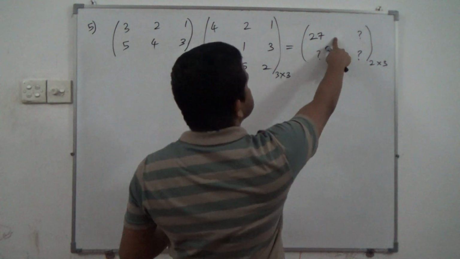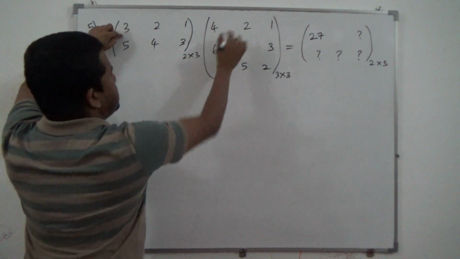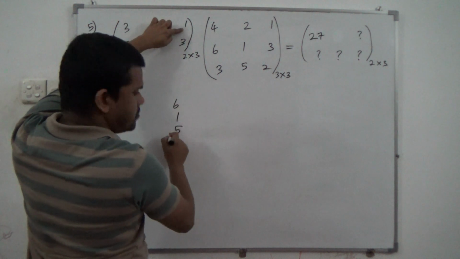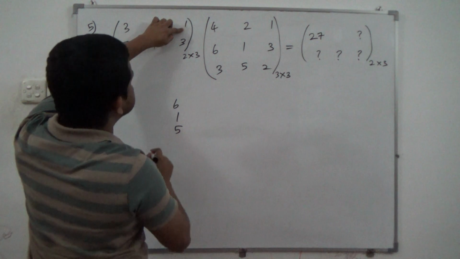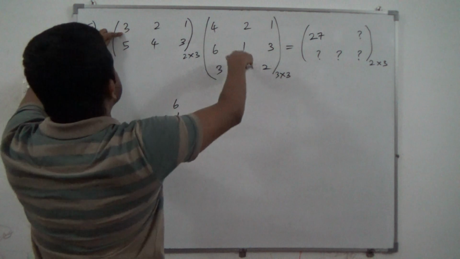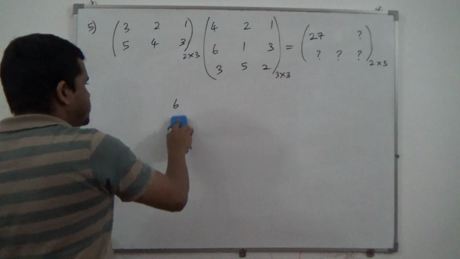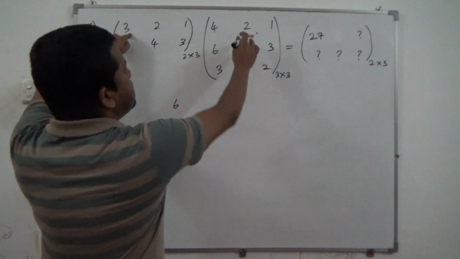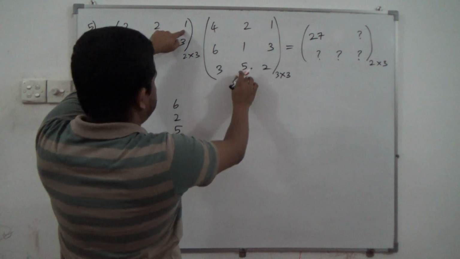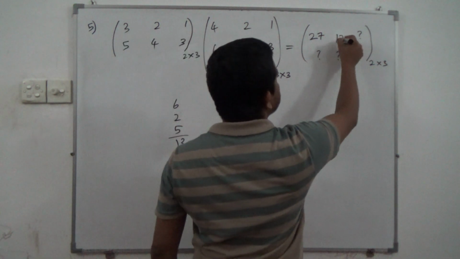Now here, this row and this column. Sorry, this one and this one. 3 into 2, 6, 2 into 1, 2, 1 into 5, 5. 13, here we have 13.